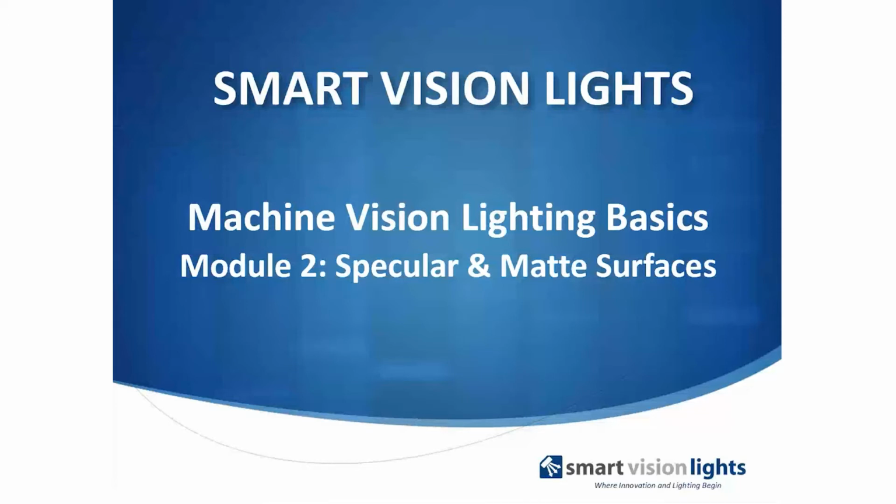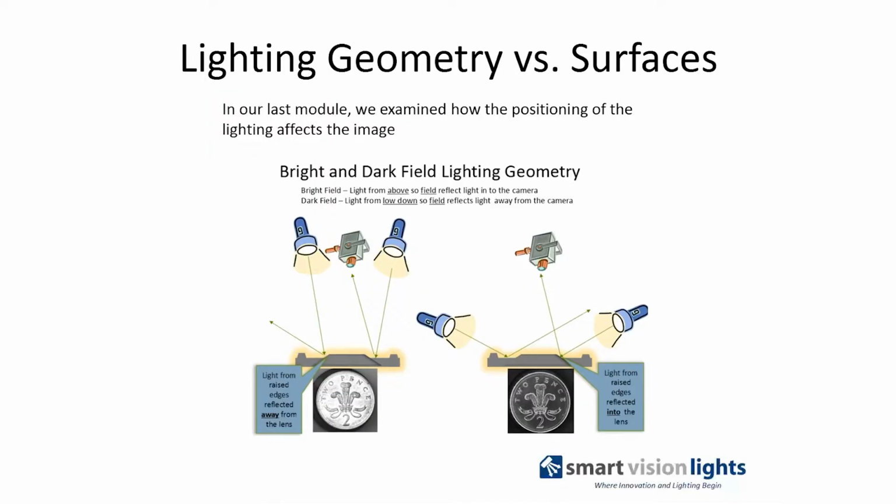We're going to today cover specular versus matte surfaces and the challenges required in dealing with those solutions. For those who have watched or attended our last presentation, in our last module, we examined how the positioning of lighting affects the image. Largely, we talked about bright field and dark field lighting geometry. We can see from the slide that the position of the lights affects whether we get a bright field or a dark field image, and that these images are inverted. The positioning and structure of the lights are very important to the type of image that we get.